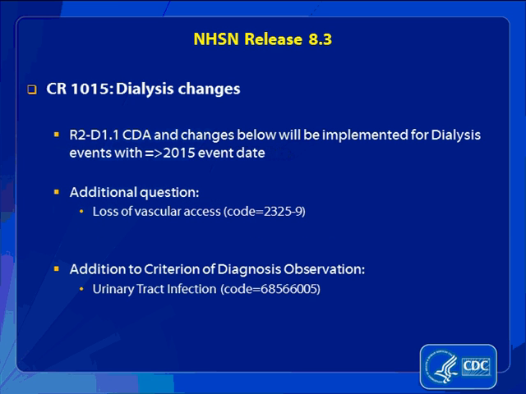For the dialysis numerator, again, there will be some updates, and the R2D1.1 will be required for events that occur after January 1st, 2015. And there are two new questions. There is a new outcome with loss of vascular access, and there's also a new criteria of diagnosis, urinary tract infection.